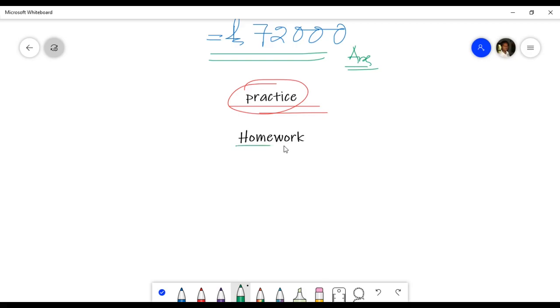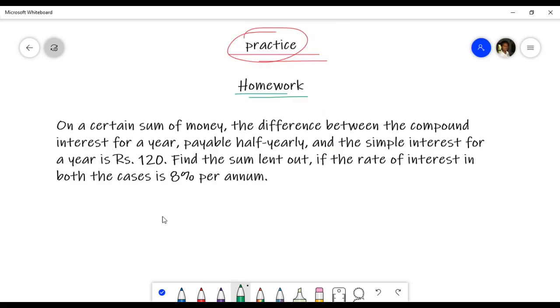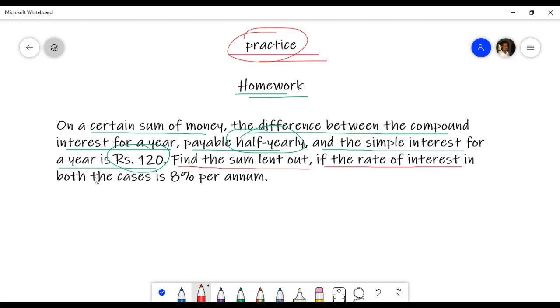There is a homework for you. On a certain sum of money, the difference between the compound interest for a year payable half yearly and the simple interest for a year is rupees 120. So the difference between the CI and SI is rupees 120. What do you have to find? You have to find the sum lent out if the rate of interest in both the cases is 8% per annum. I hope you can do this.